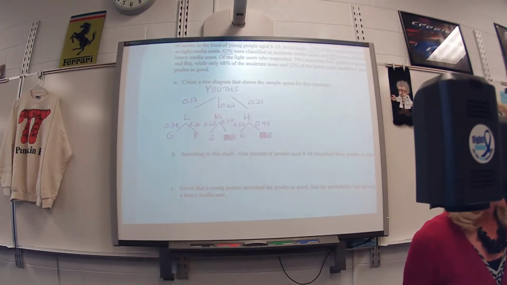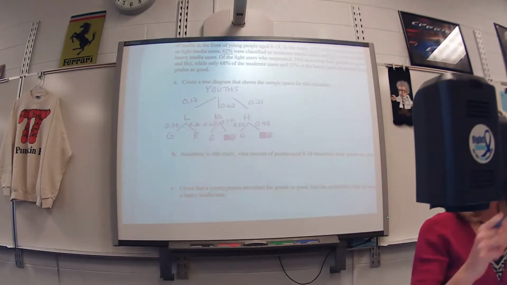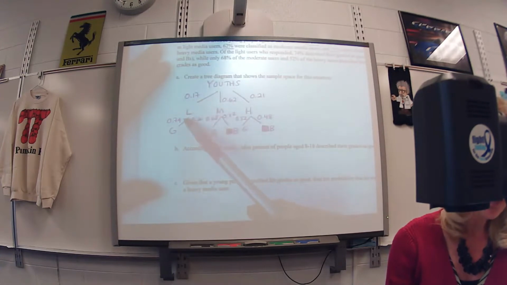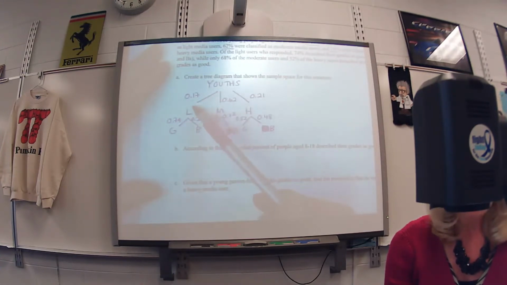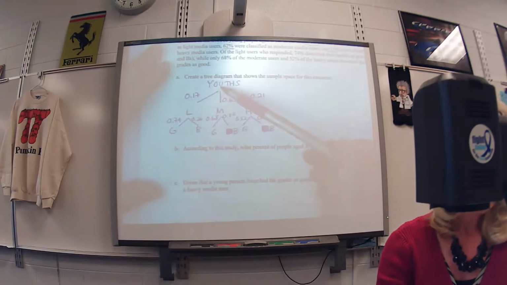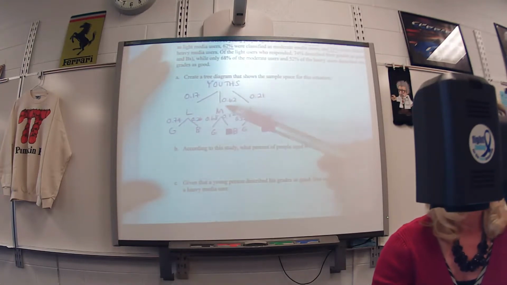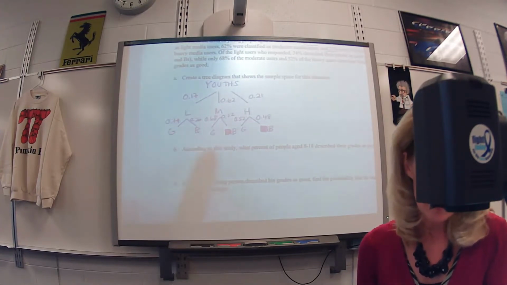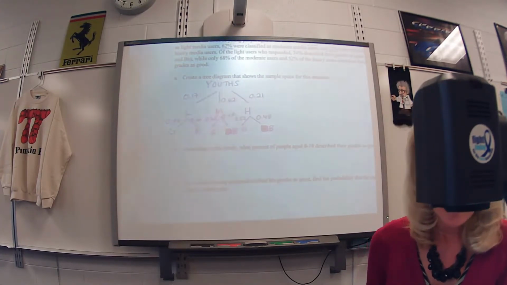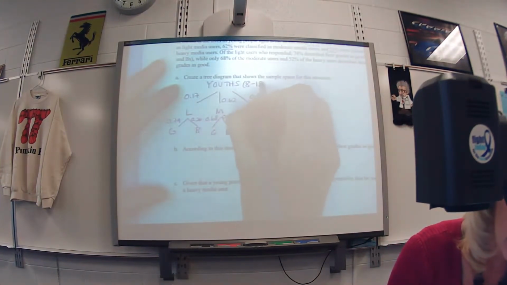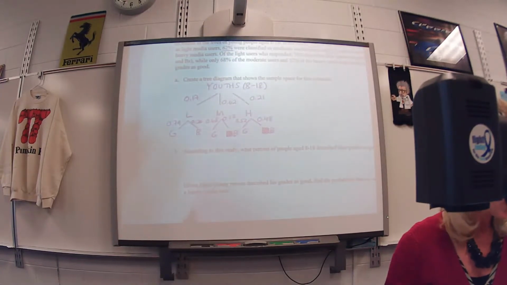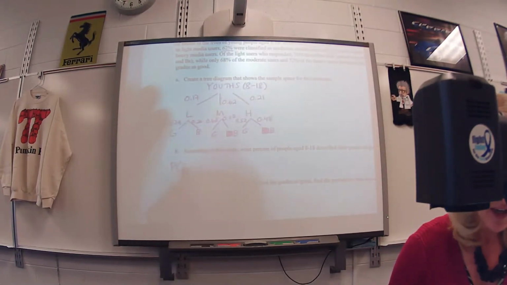So with a tree diagram now, you can go through and read any branches and say, I have light users with good grades. I have light users with bad grades. Moderate users, good grades, moderate, bad grades. Okay, so you can go through any trail you want. So the question now says, what percent of people aged 8 to 18 describe their grades as good? So I want the probability that they said my grades are good.